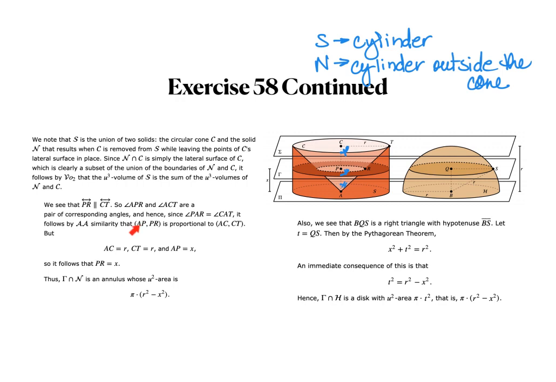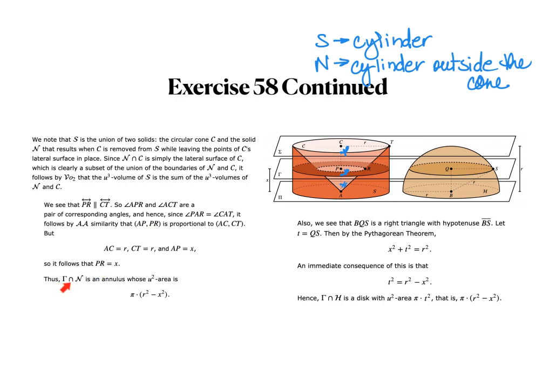Also, I can see that the side AP over PR is proportional to AC over CT. But AC is r, based on how we define that distance. And CT is also r here. That's the radius of that circular base. And we know that we've defined AP to be x. Well, if that's the case, then I know that PR is also x, because this is a 1-to-1 ratio. So PR is equal to x.